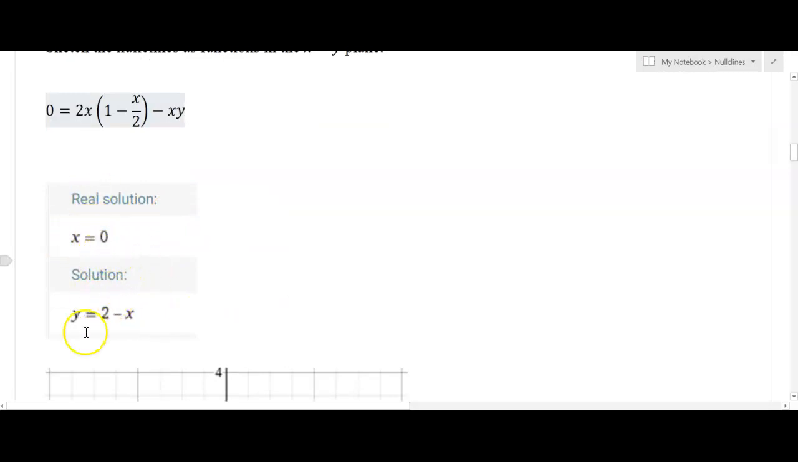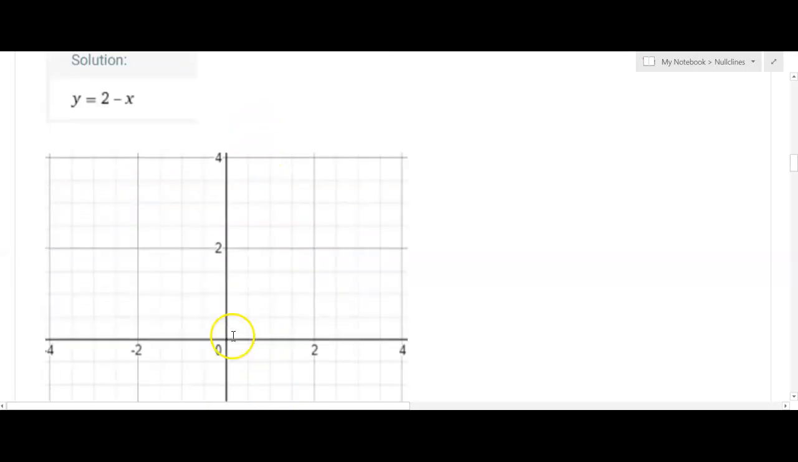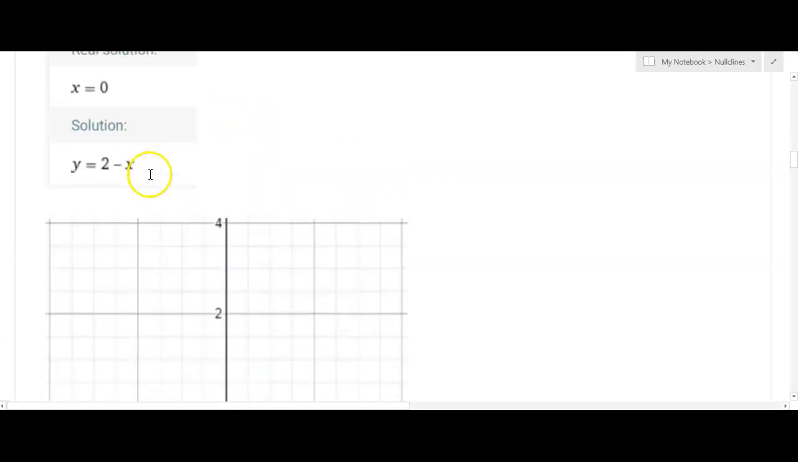These are actually functions, and these are anytime x equals 0. Now y could be whatever it wants to be, but as long as x is equal to 0, the right-hand side will always be 0. So y could be 50, y could be 100. So this solution, x equals 0, is the vertical line that runs along the y-axis. Y equals 2 minus x, well, that's a line with a vertical intercept of 2 and a slope of -1.